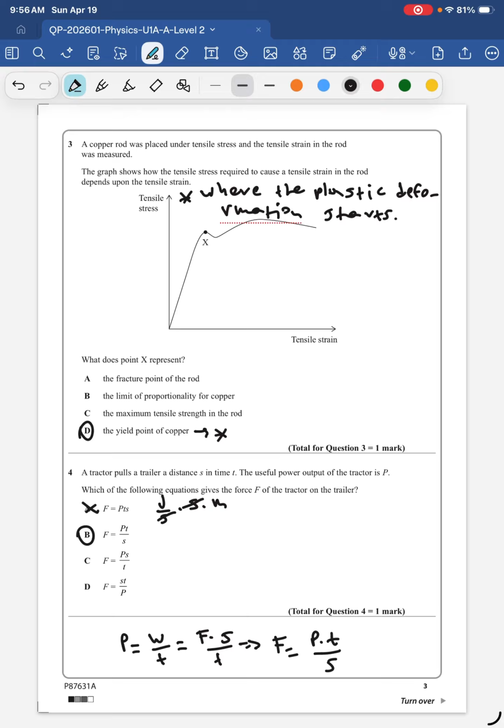Then B, we prove that it's correct, but let's see what the units tell you. So power is joules per second, right? And then seconds over meters, okay? But joules are newtons times meters, okay? And over meters, we recover newtons, which is the unit we want because we need the force, right?